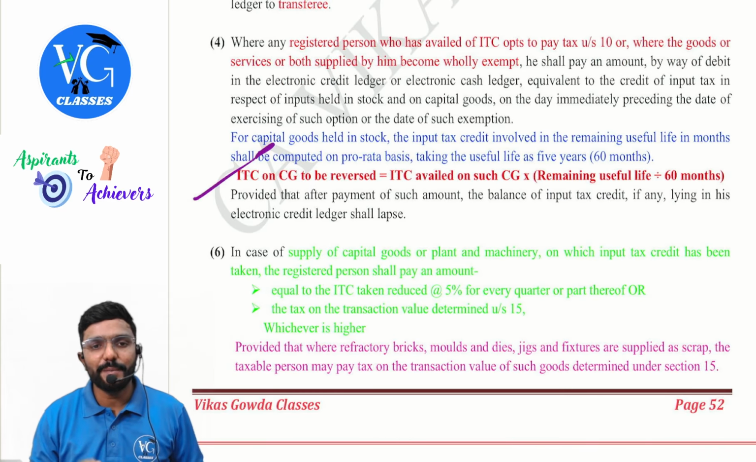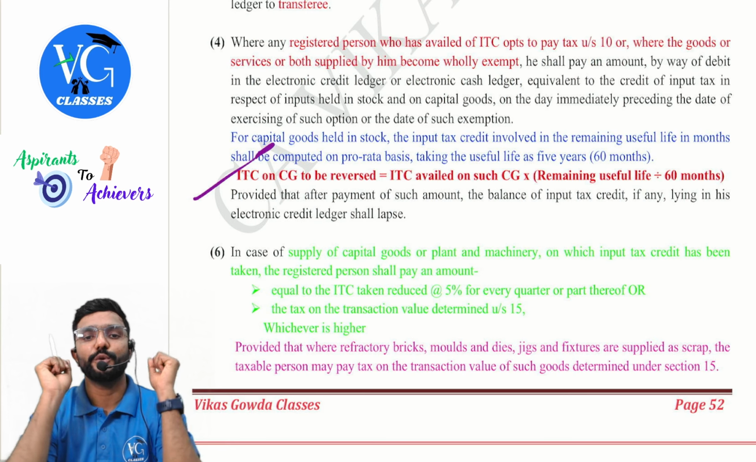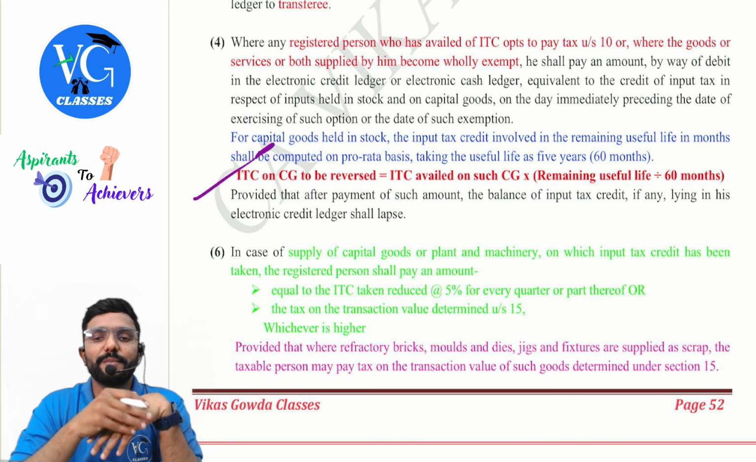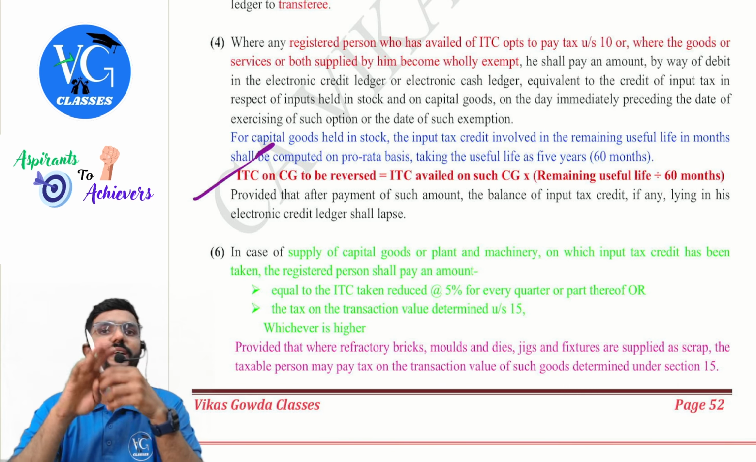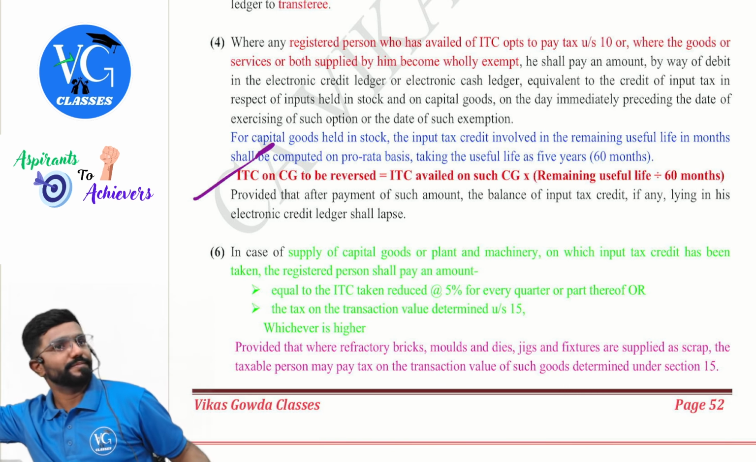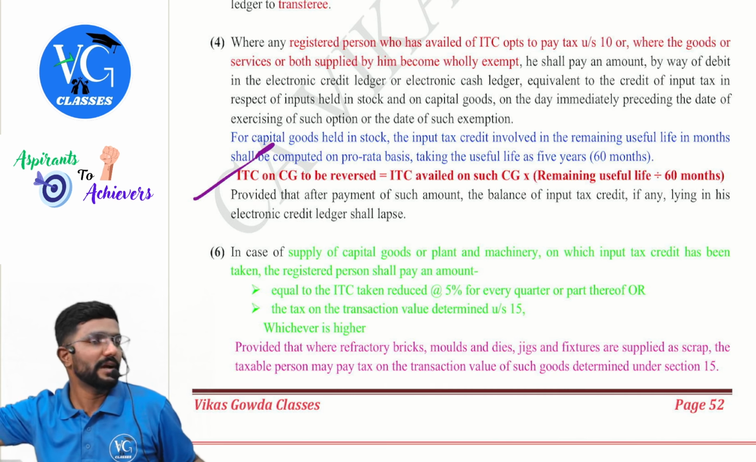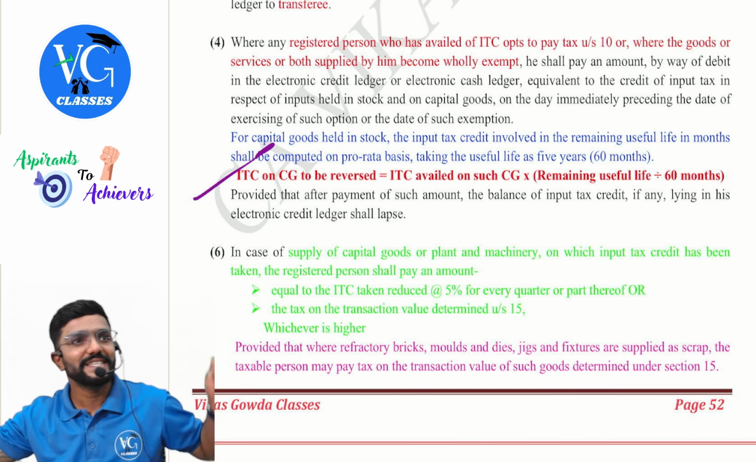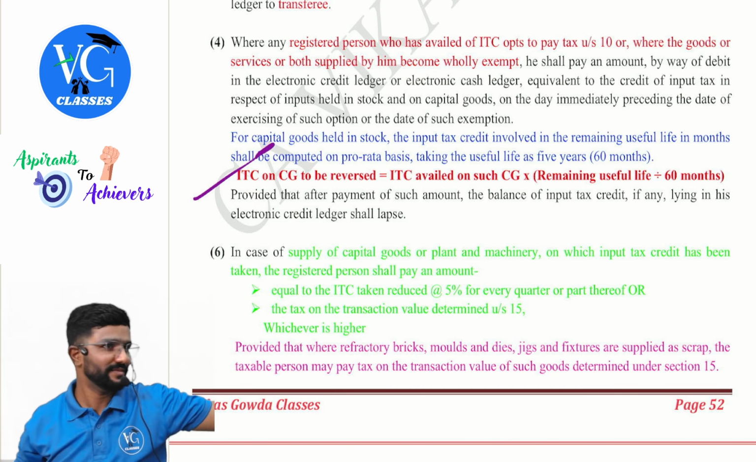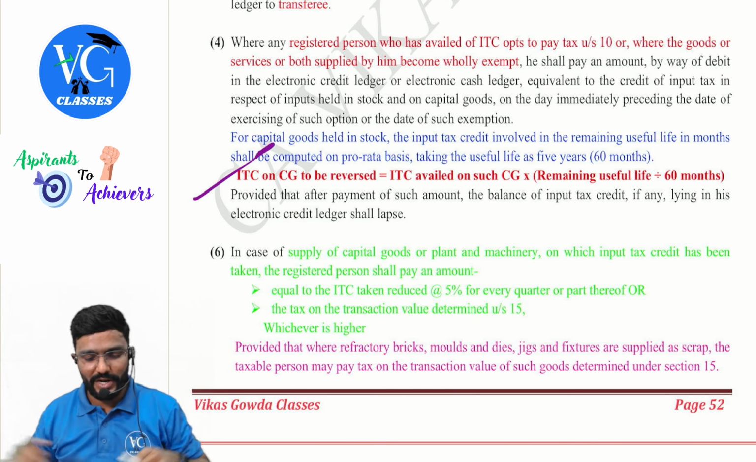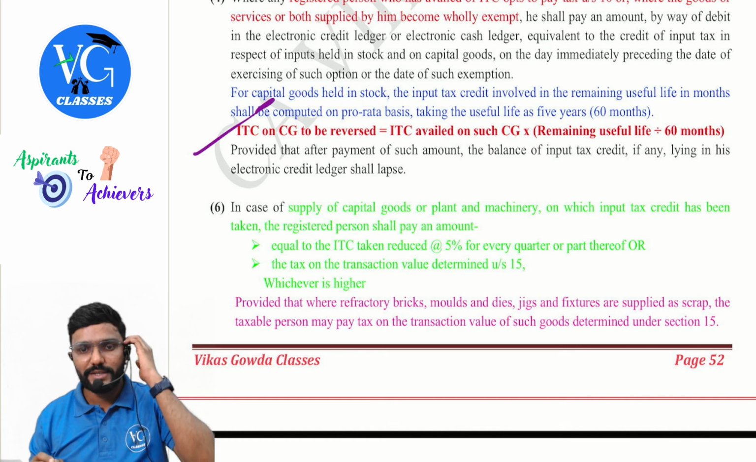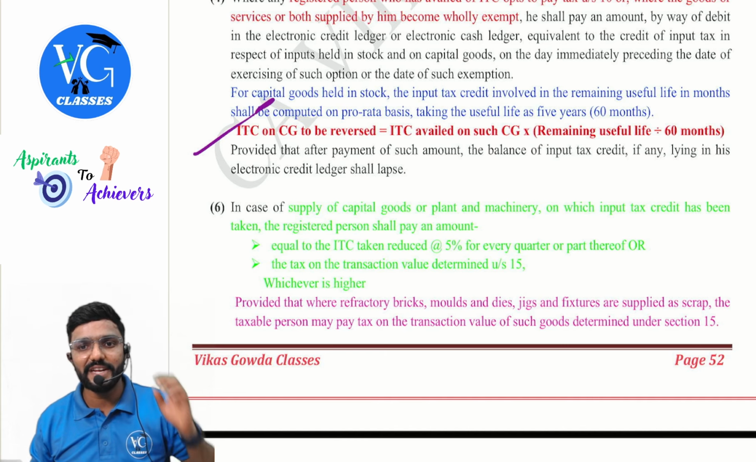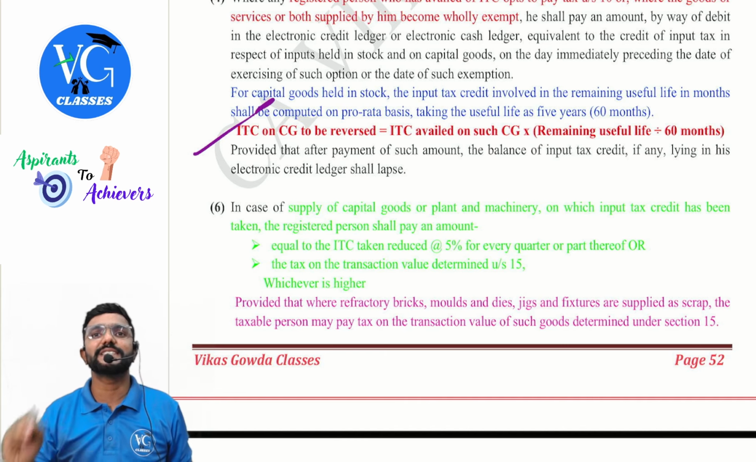So ITC on capital goods to be reversed is equal to ITC availed on such capital goods into remaining useful life divided by 60 months. That remaining useful life is what will come after, not before. Clear? How will I calculate after? 60 minus what was before. Provided that after the payment of such amount, the balance of input tax credit, if any, lying in the electronic credit ledger shall lapse.